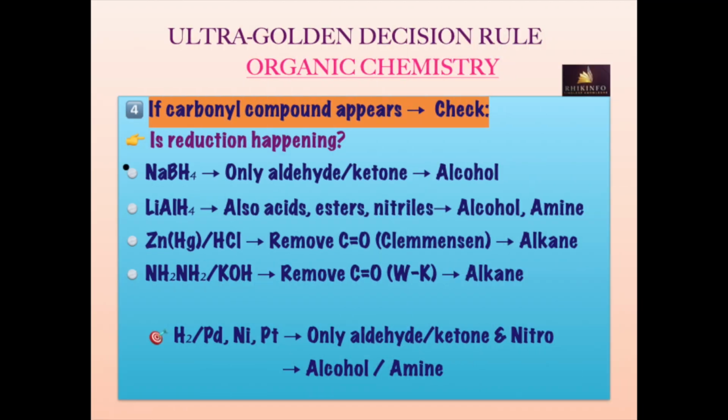Now, hack number 4. Is a carbonyl compound present and reduction? Then choose the reducing agent carefully. Sodium borohydride reduces aldehydes and ketones only. Lithium aluminum hydride reduces aldehydes, ketones, acids, esters and nitriles. Clemmensen reduction works in acidic medium. Wolff-Kishner reduction works in basic medium. Always note, hydrogen with a catalyst reduces aldehydes and ketones. Also converts nitro groups into amines. Here, selection of the correct reducing agent determines the product formed.